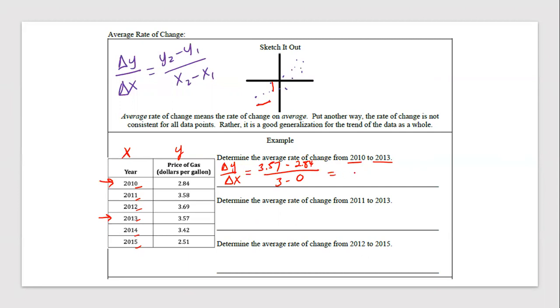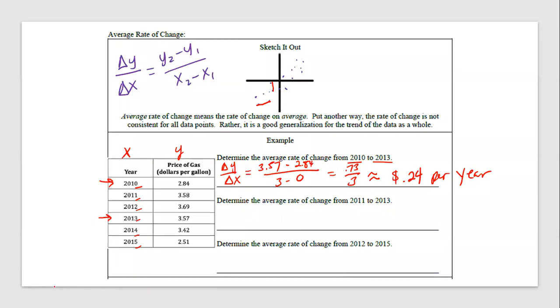So then we do the math. This equals 0.73 divided by 3. So approximately, what is my average rate of change? In terms of money, that would be 24 cents per year. Okay, since it's positive, what does that mean? It's an increase, right? It's a 24-cent increase per year in the gas price. Okay, I'm going to pause, and I want you guys to quickly go through and find the rate of change for 2011 to 2013 and 2012 to 2015, and check with a neighbor.